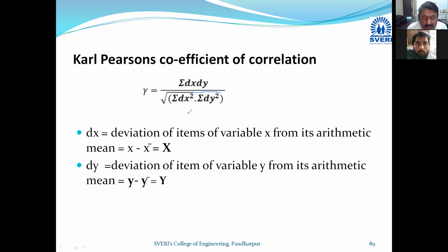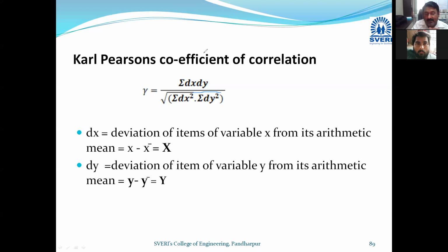Then dy, the deviation of each item of variable y from its arithmetic mean. X has 9 values, so y also has 9 values. So the very first step is to calculate the arithmetic mean, and then y minus y bar is dy. Once we calculate dx and dy, and the summation of dx and dy, we can easily calculate the factor gamma.